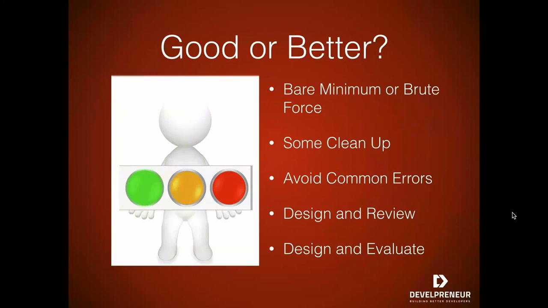So good, better, great, crappy, however you want to evaluate your code, there are some things to think about in doing this. One is a minimum viable product, or getting the bare minimum to just solve a problem. Brute force approaches. This is often what we run into when doing research or something new, where we're not really sure how we're going to get this thing done, so we just want to code it up.